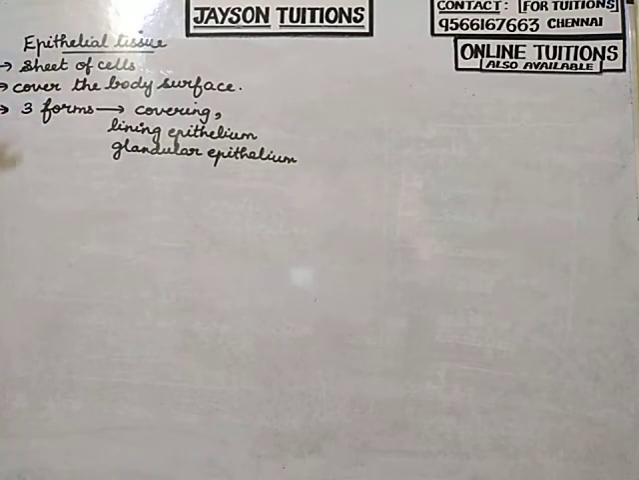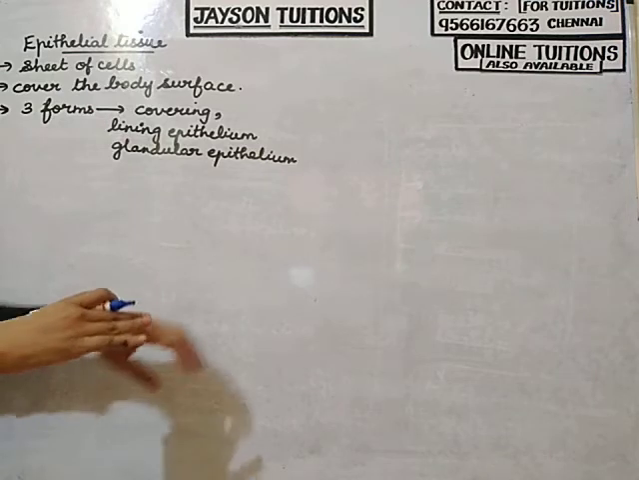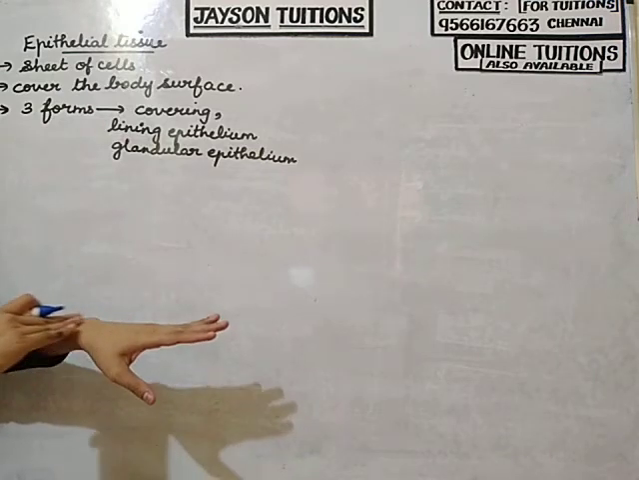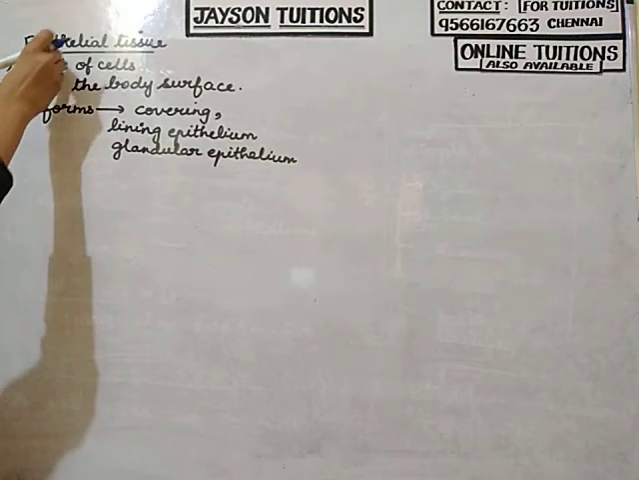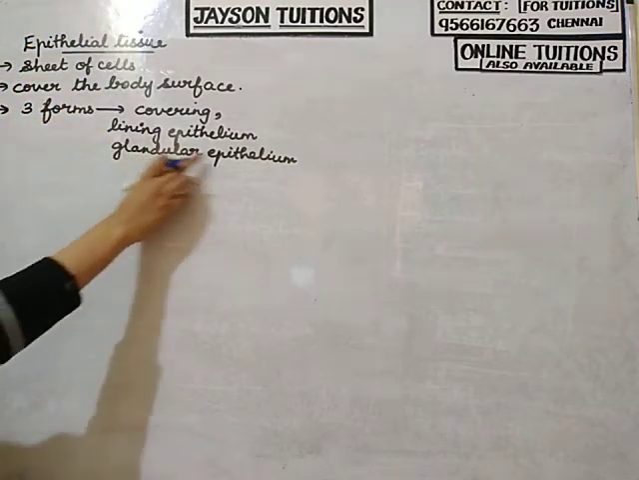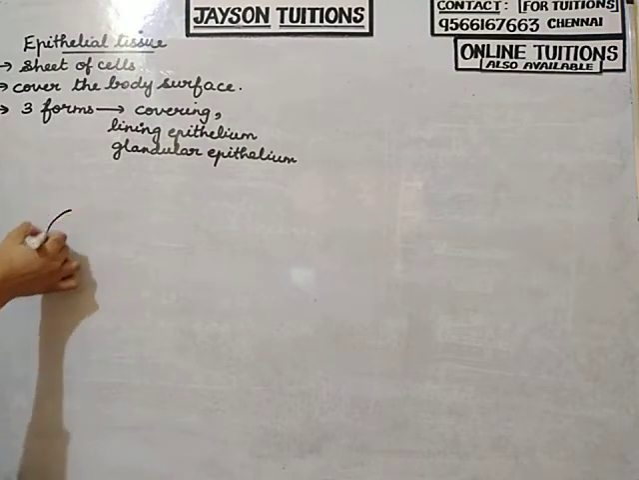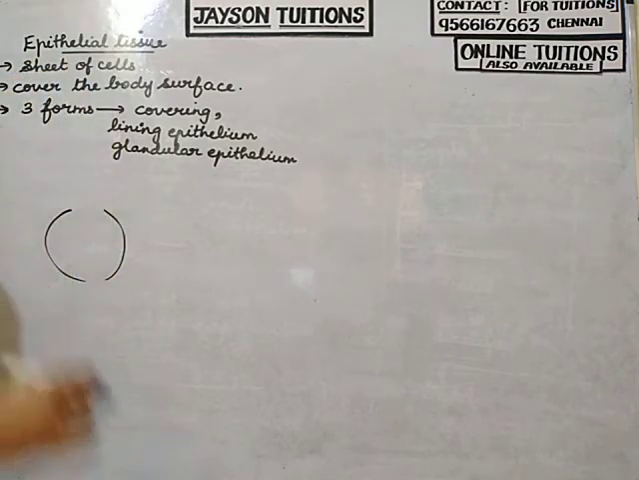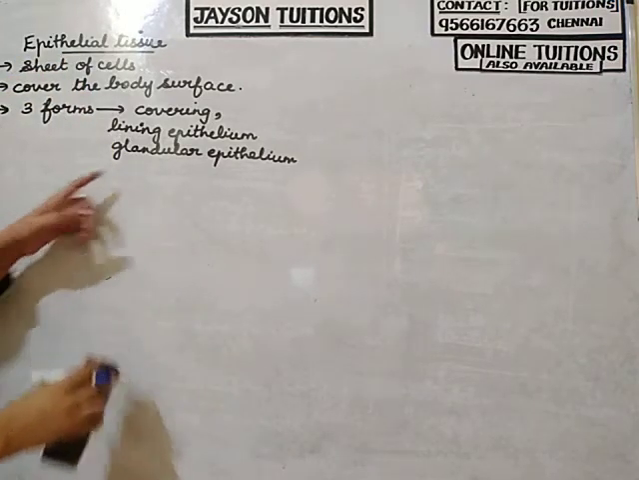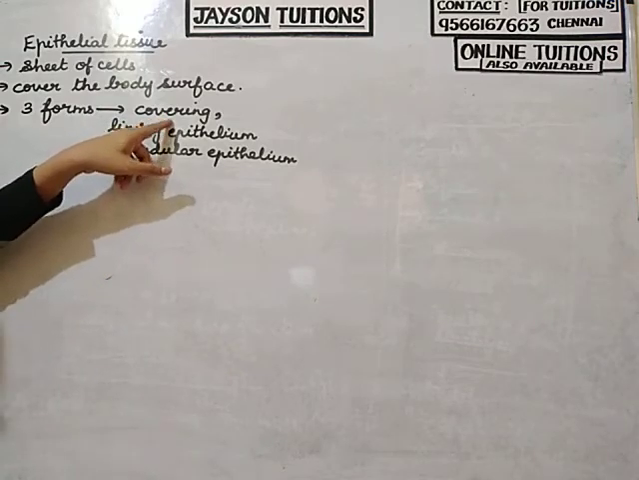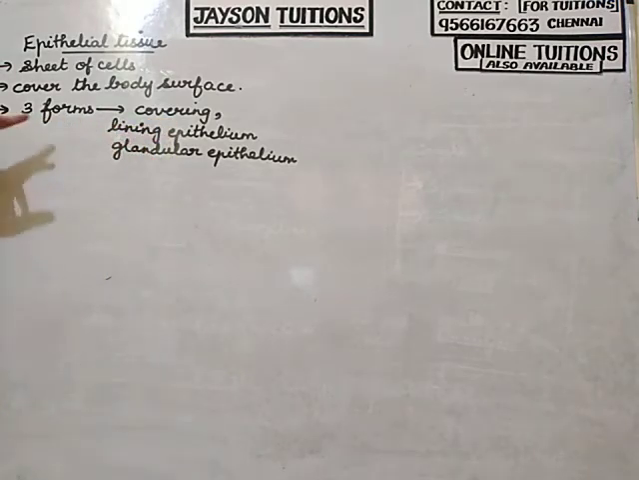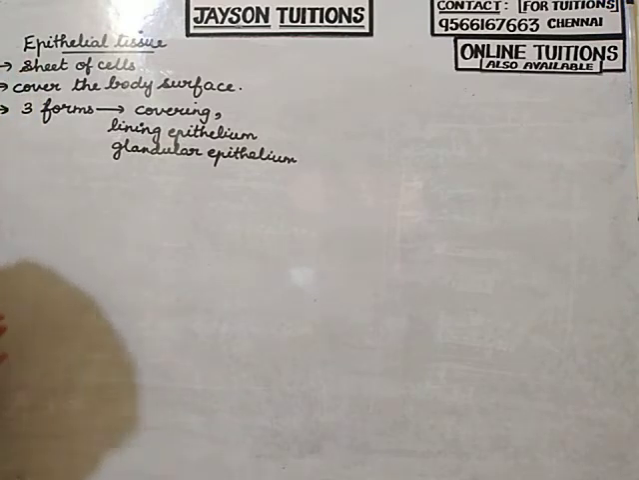Epithelial tissue will cover the body surface, or it is going to cover something. Covering means, our hand is covered by skin, yes or no? So it is made up of this epithelial tissue. Glandular epithelium means many glands are there, pituitary gland, thyroid gland, yes or no? So the glands will be covered by these tissues. If any gland or any part of our body has to be covered, it will be covered by the epithelial tissue.